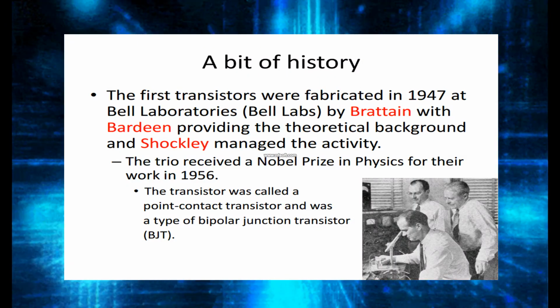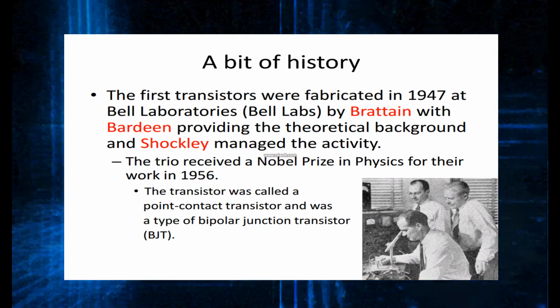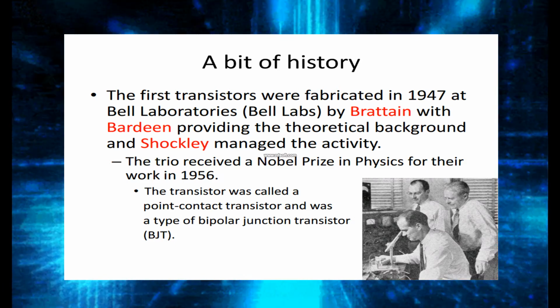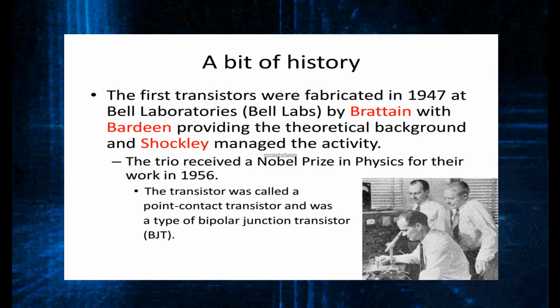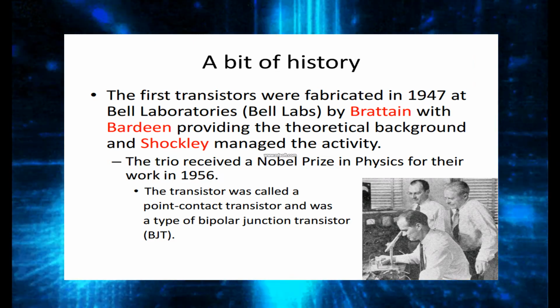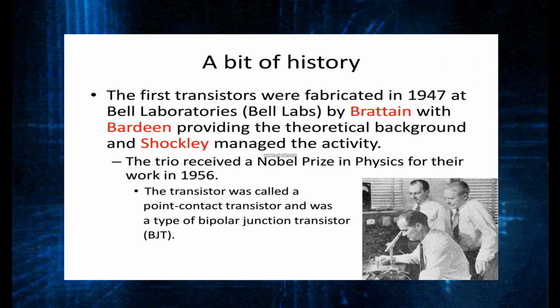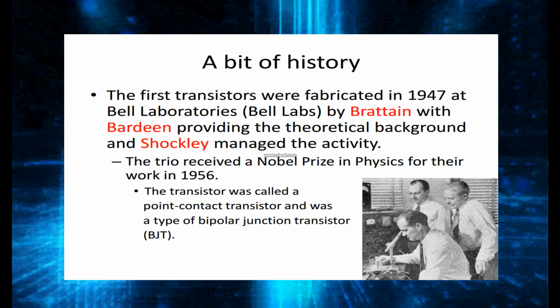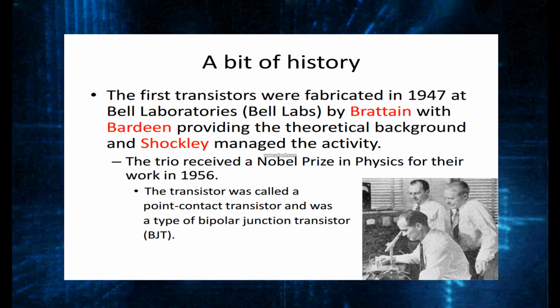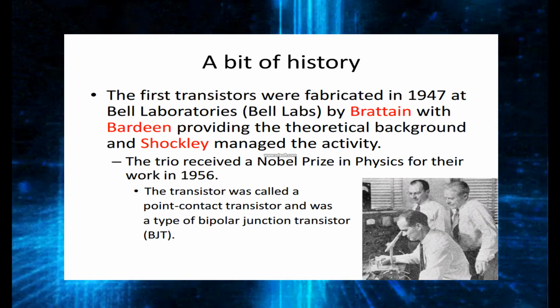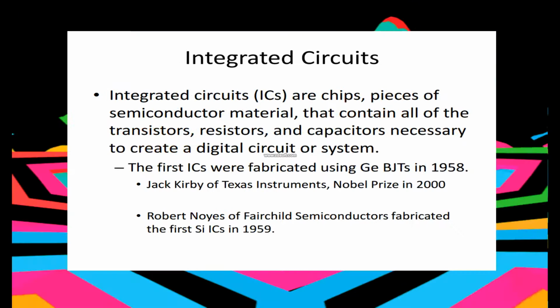A bit of history. The first transistors were fabricated in 1947 at Bell Laboratories, Bell Labs, by Brattain, with Bardeen providing the theoretical background, and Shockley managed the activity. The trio received the Nobel Prize in Physics for their work in 1956. The transistor that they developed was a point contact transistor and was a type of bipolar junction transistor, BJT.